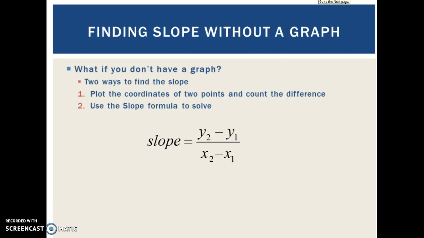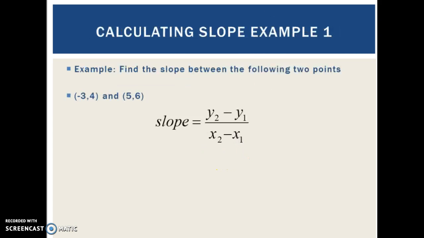If you don't have a graph, you can use the coordinates of 2 points and use our slope formula to solve. This formula shows that we're subtracting the y-coordinates, remember the y is our vertical change, over the difference in our x-coordinates, or the difference in our horizontal change. With our two ordered pairs, let's say I have (-3, 4) and (5, 6). The y2 and y1 and x2 and x1 all indicate which point you're pulling it from.